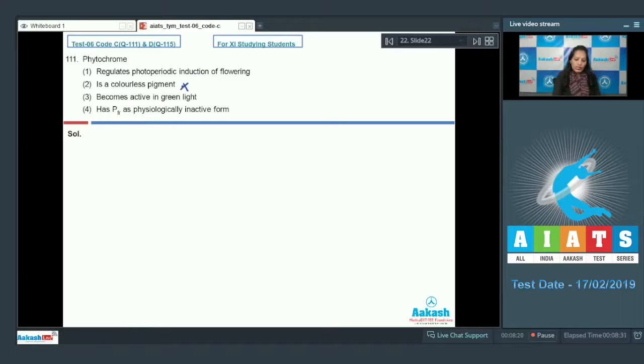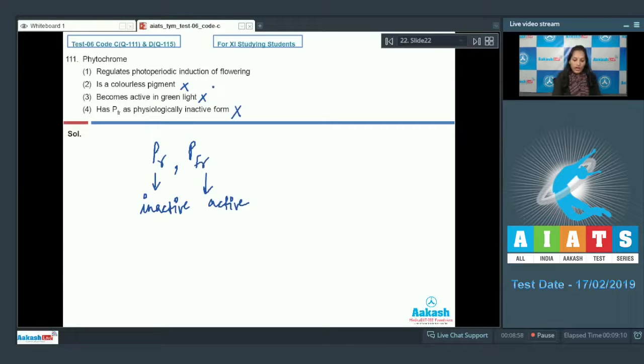So this option is ruled out. It detects the presence of light and it becomes active in blue light. So this option is also ruled out. It has two forms, PR and PFR. PR is a physiologically inactive form and PFR is a physiologically active form. So this option is also ruled out.